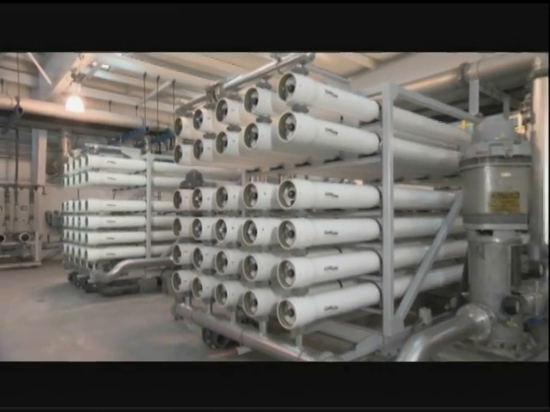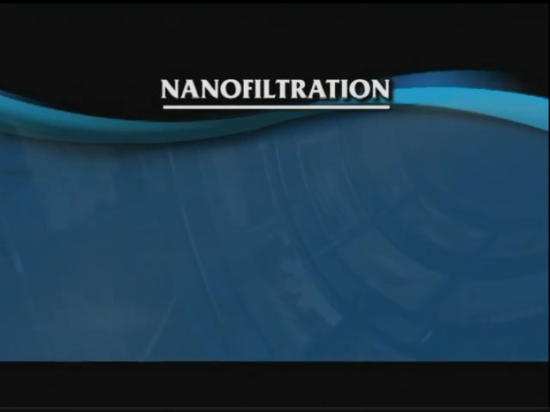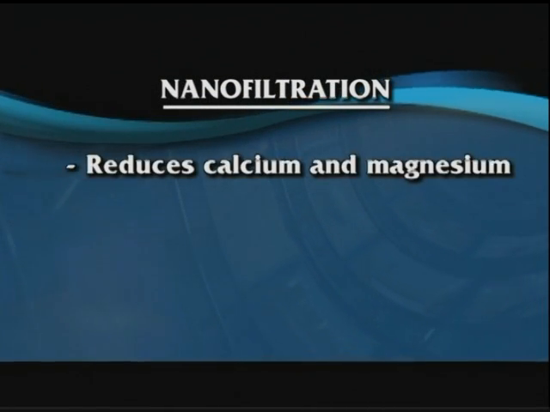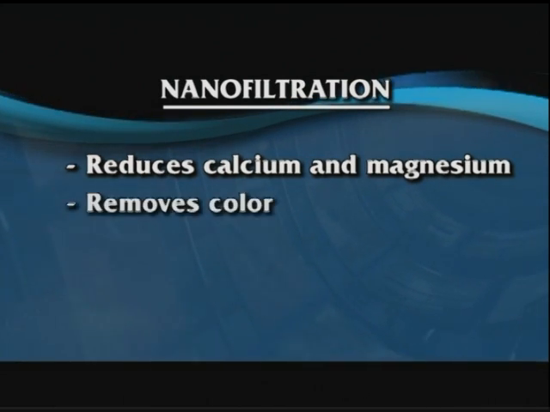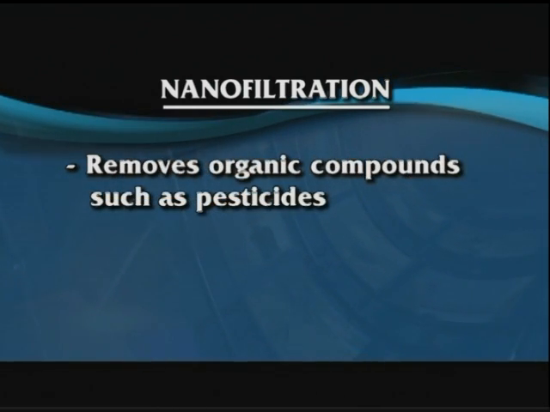Nanofiltration was originally developed as an alternative water softening treatment process. Like traditional lime softening, NF reduces the level of calcium and magnesium in hard waters. It is also more effective than lime at removing color. Nanofiltration will reject or remove most natural organic matter, DBP precursors, and microorganisms. NF has even been used to remove organic compounds such as pesticides.